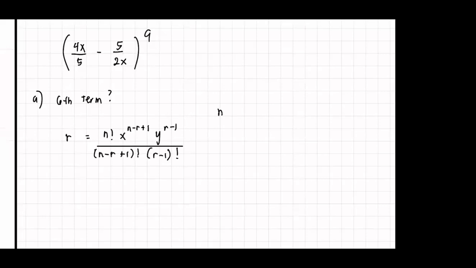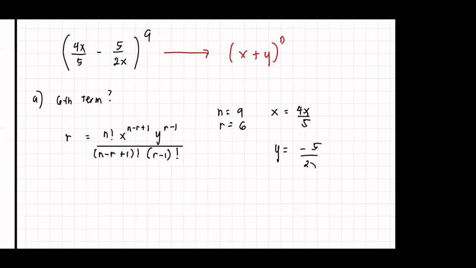So, identify natin yan. So, ano yung n natin? N natin is kung ano yung exponent natin dito. So, that should be 9. R natin, kung ano yung hinahanap. So, 6th term tayo, so 6 ang r natin. Ano yung value ng x? Yung original natin is x plus y raised to n, so ibig sabihin, ang value ng x natin is 4x over 5. And then yung y natin is negative 5 over 2x. Again, don't forget the negative sign.